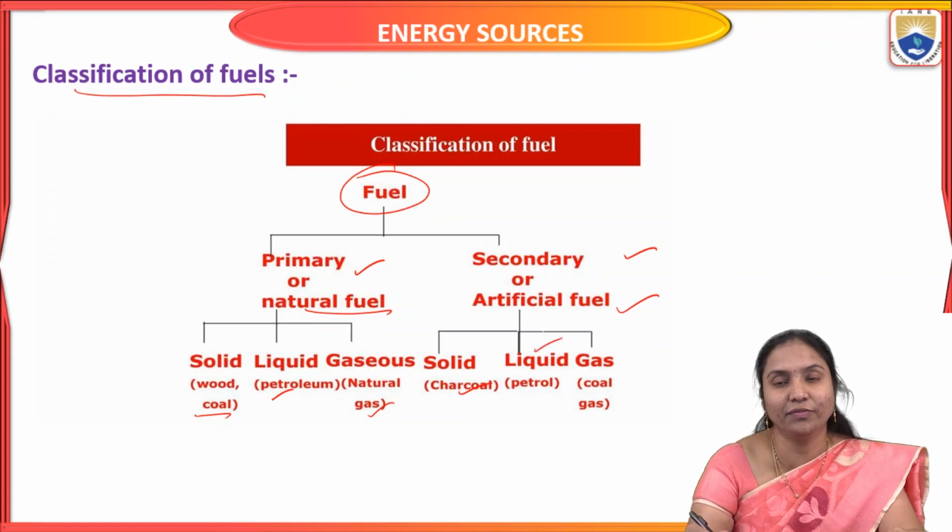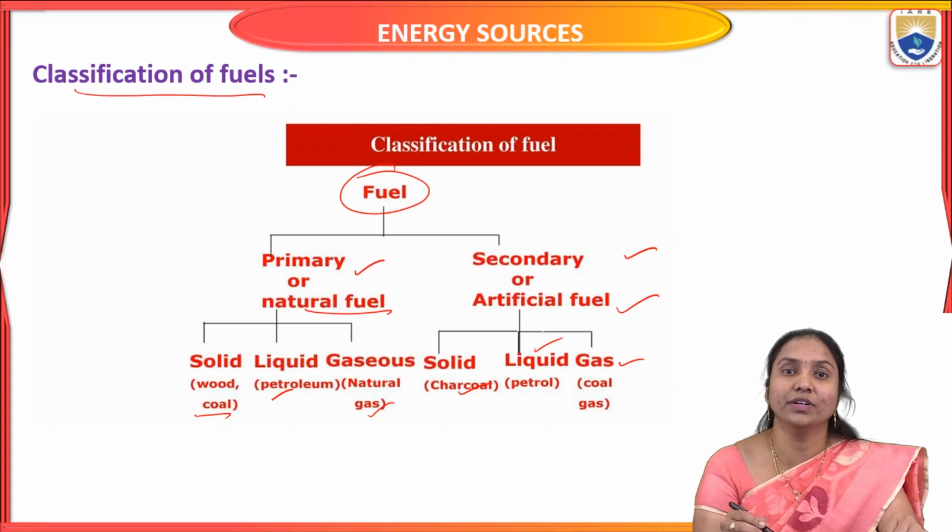Secondary liquid fuels are petrol, diesel, and kerosene. These are obtained from primary fuels. Secondary gaseous fuels are coal gas, water gas, etc. So, classification of fuels: fuels are classified based on physical state.